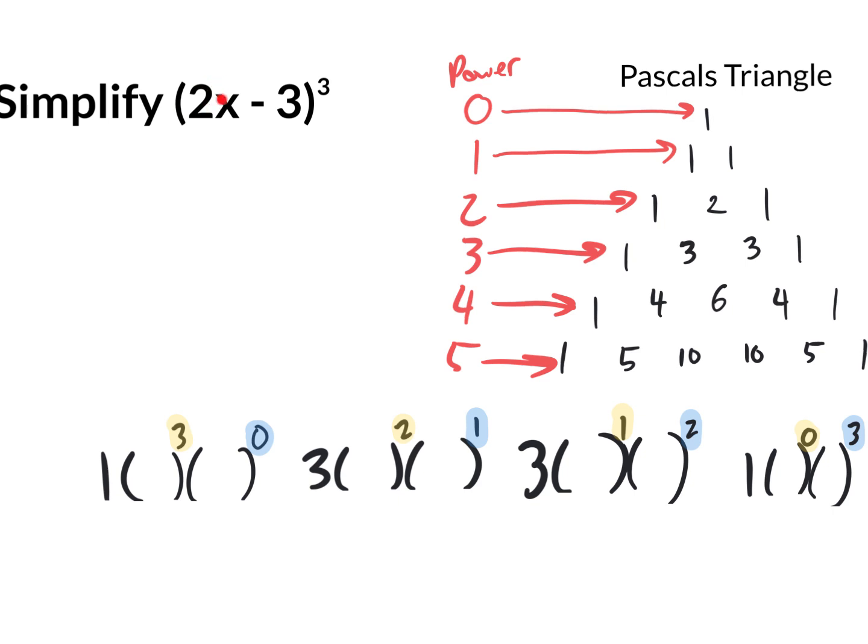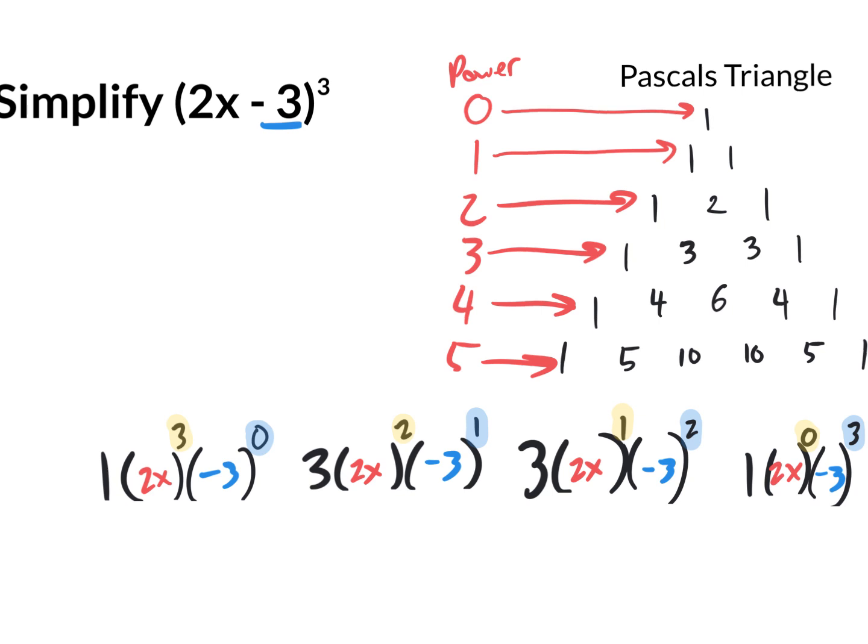The 2x goes in the first one, and the minus 3 goes in the second one, right? So the 2x goes right there, 2x goes right there, 2x goes right there, 2x goes right there. You put that 2x on the first one on each one, and you put the minus 3 on the second set of parentheses on each one. Minus 3, minus 3, minus 3, minus 3.